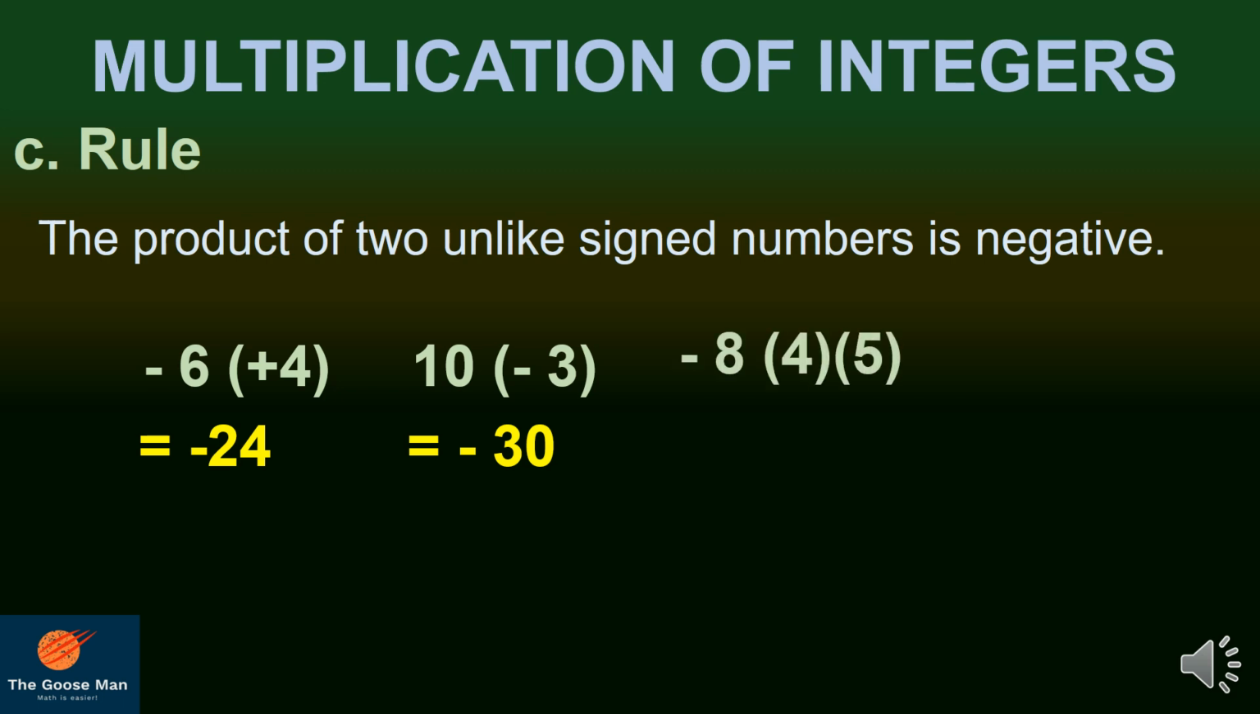Another example. What if I have negative 8 times positive 4 times positive 5? I'll multiply first negative 8 and positive 4. So we will have negative 32 times positive 5, because negative times positive will give us negative. Next, negative times positive will give us negative. So 32 times 5 will give us 160. Therefore, the product of negative 8 times 4 times 5 will give us negative 160.